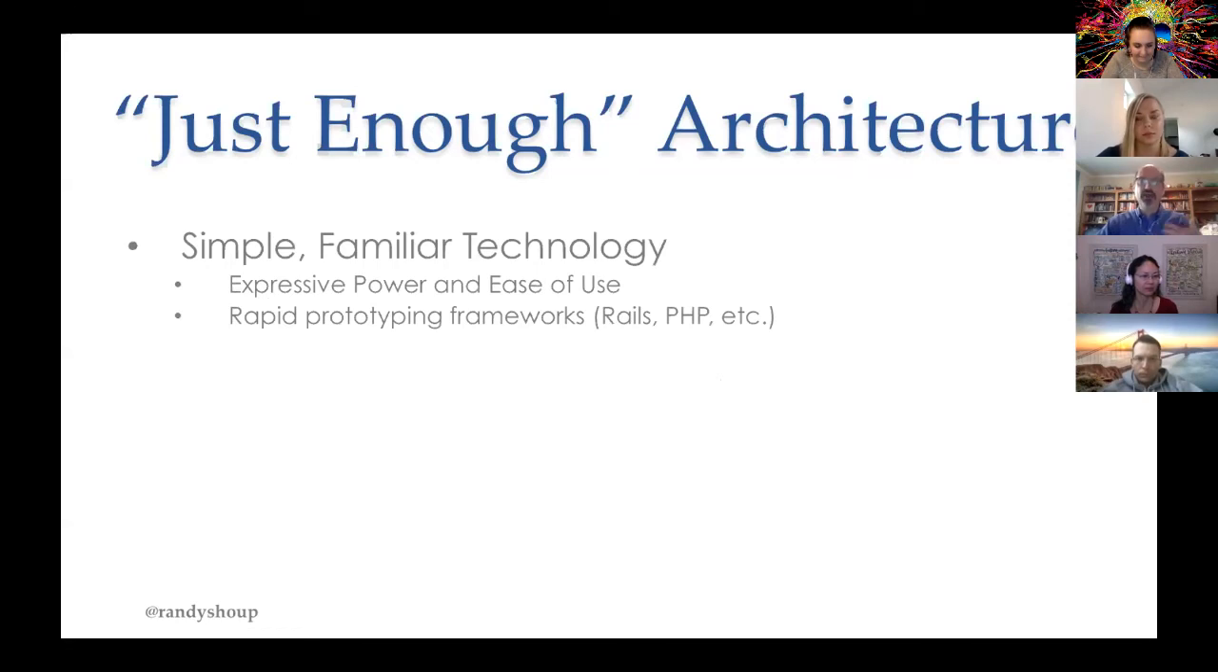So we should be employing simple and familiar technology to our team. This is not the time for us to try out new technology that nobody's familiar with. Rather, we want to choose technology that gives us a bunch of expressive power and a bunch of ease of use for the developers. This is obvious probably in retrospect, but this is why a lot of early stage companies choose frameworks like Ruby on Rails or PHP. It's not because those things are best for all phases of a company, but they are particularly good at rapid prototyping, and that's what's really needed at this very early stage of our evolution.